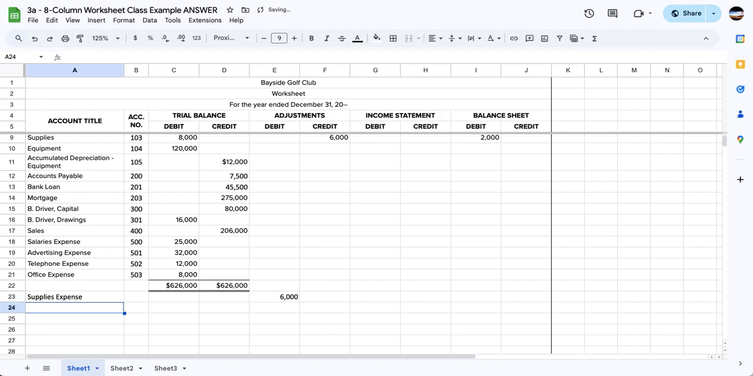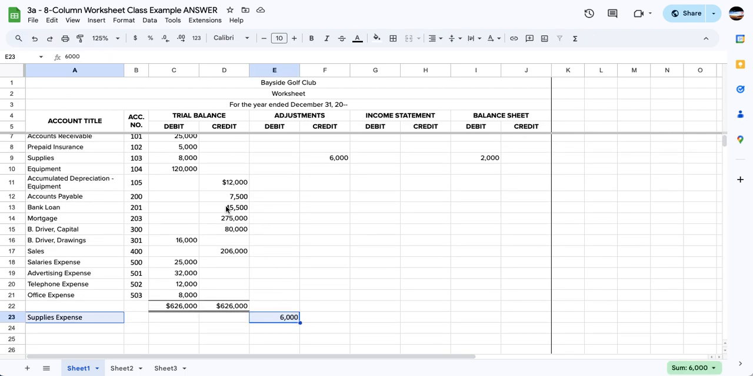All right, so what I can see here is I have taken my supplies expense of $6,000, just like we did in our journal, and then my supplies were credited $6,000. So if you can imagine on the journal, what we did when we did adjustments for supplies, it was debit the supplies expense, credit the supplies. So that's what I've done on this 8-column worksheet. I've simply just put it all in one place so I can see it, so I'm not journalizing it.